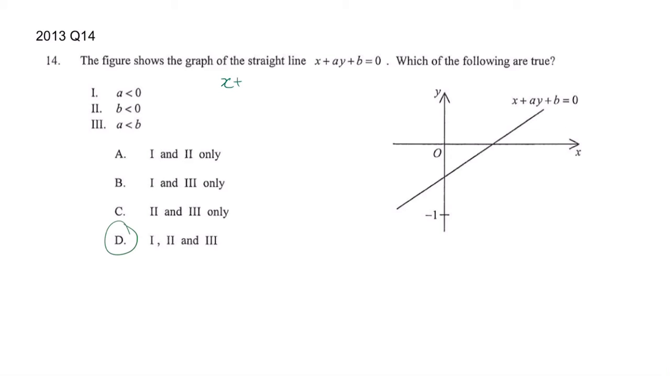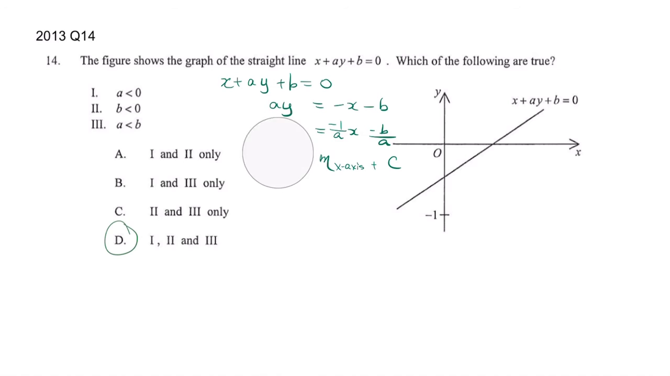make y the subject. Y as the subject means put y on one side and the rest of the things on the other side. So y = -1 over a x minus b over a. Why I'm writing it this way is because anything on the side also means it's on the up, so it makes no difference. So why are we doing it this way? Because now it becomes y = slope x plus c, where c is the y-intercept. So it makes that formula.